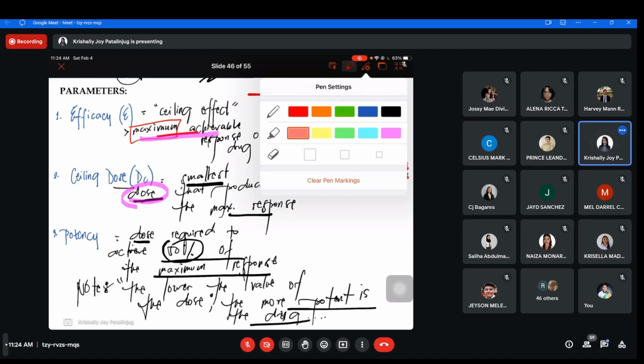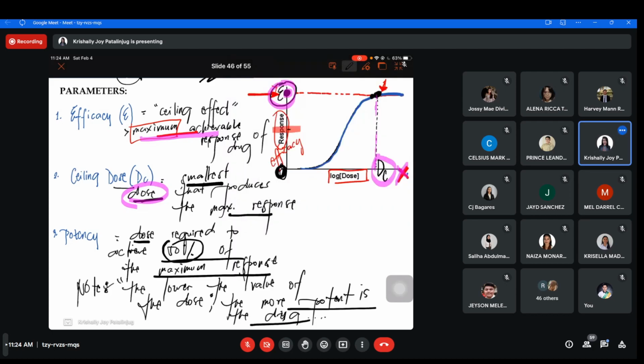50% of the efficacy. Then you start plotting, this is the 50%, then plot it down. This will be the potency of that drug, because that is the dose. This is the dose, on the x-axis. That is the dose needed to achieve 50% of the maximum response of that drug.